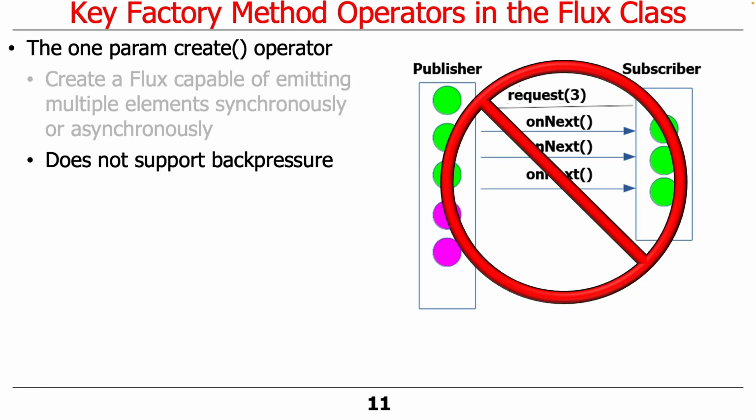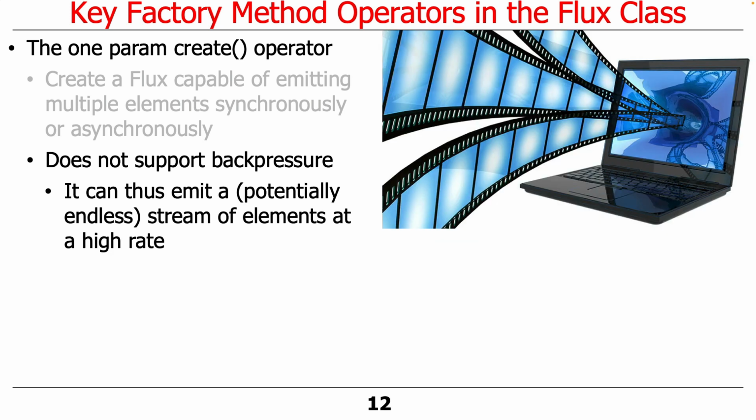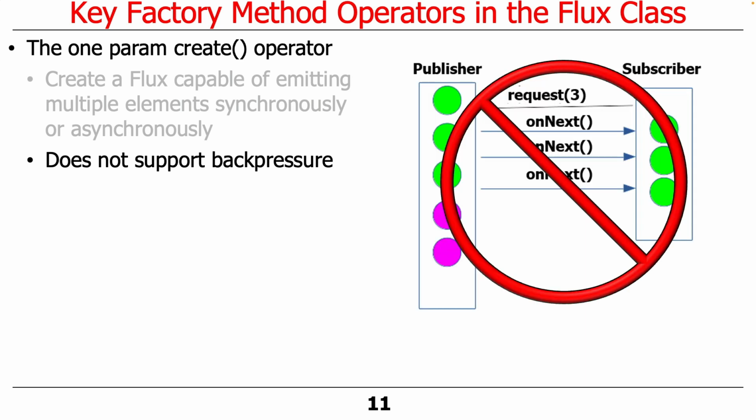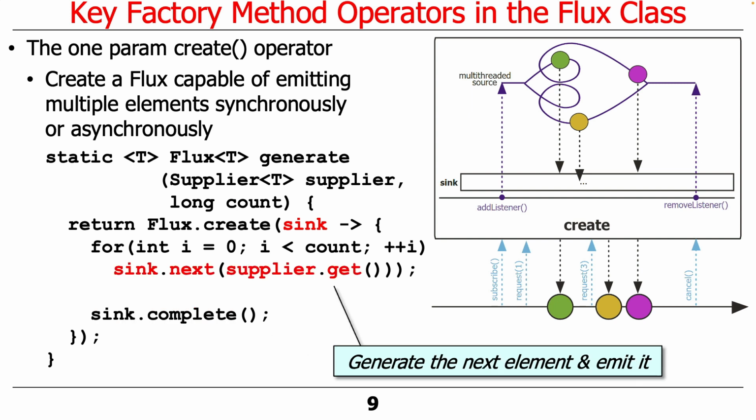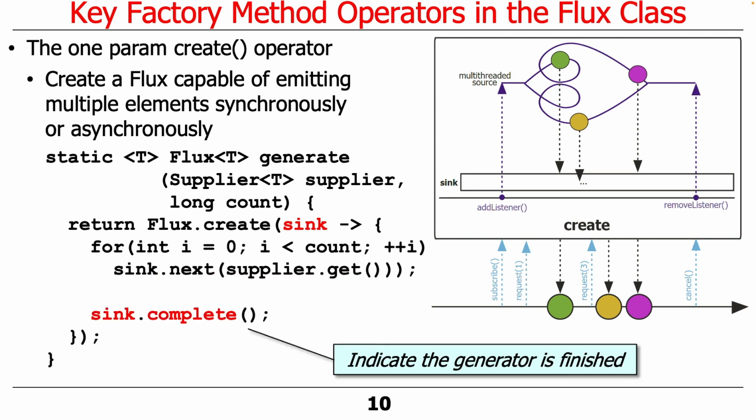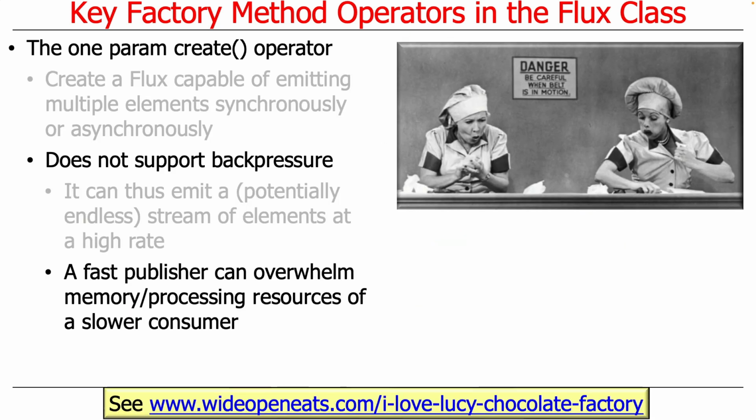Everything's finished. The one parameter version of create does not support back pressure. And therefore, it can emit a potentially endless stream of elements at whatever rate the publisher is running at, as fast as it wants. As you can see back over here, it's going to do it really fast. It's going to emit them just as quickly as that for loop can execute. There's no delays, no nothing. Therefore, one of the downsides with this is that a fast publisher can easily overwhelm the memory and processing resources of a slower consumer or consumers.